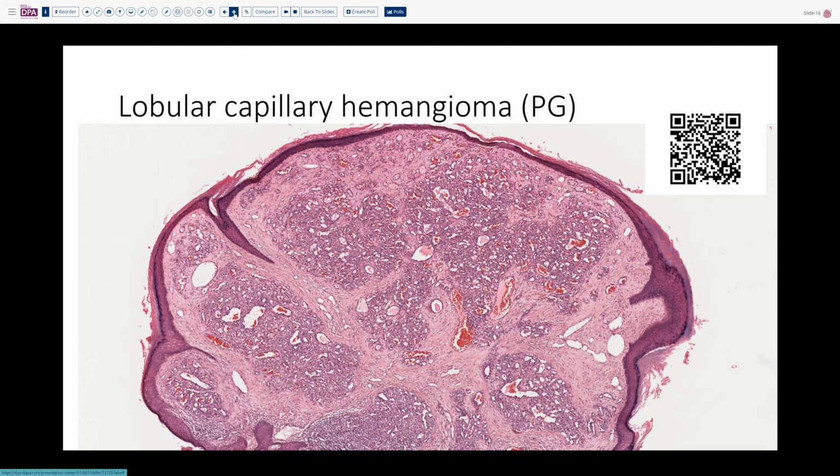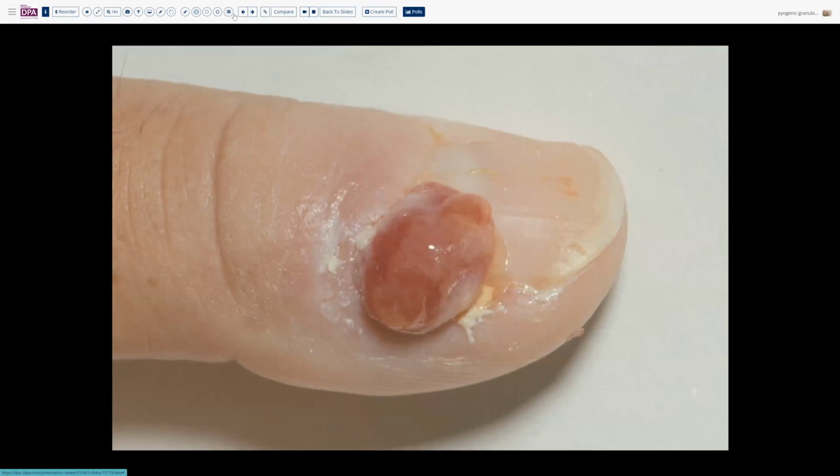It does overlap with the entity we'll talk about in a moment, the cherry hemangioma, which is somewhat similar. And here we can just see that there are some areas where it's ulcerated and some other areas here, the little paler areas, where it's begun to reepithelialize.